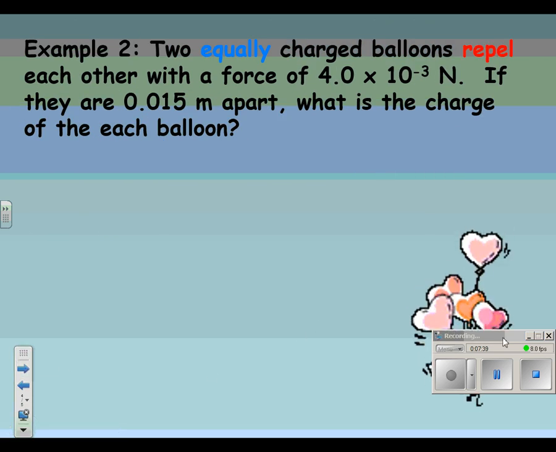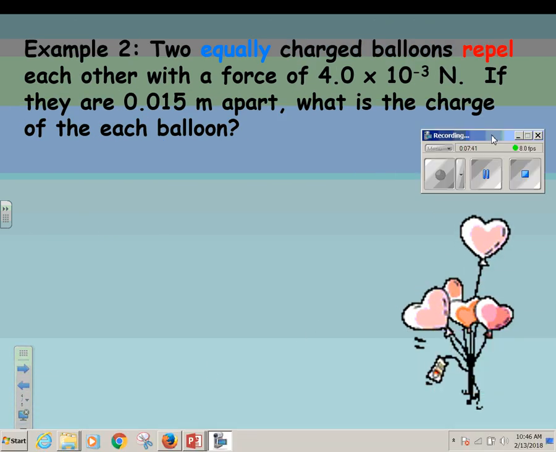Oh, look, I put hearts because it was just after Valentine's Day. All right, we have 2 equally charged balloons, and they are going to repel each other with a force of 4 times 10 to the negative 3 newtons. If they are 0.015 meters apart, what is the charge of each of the balloons?